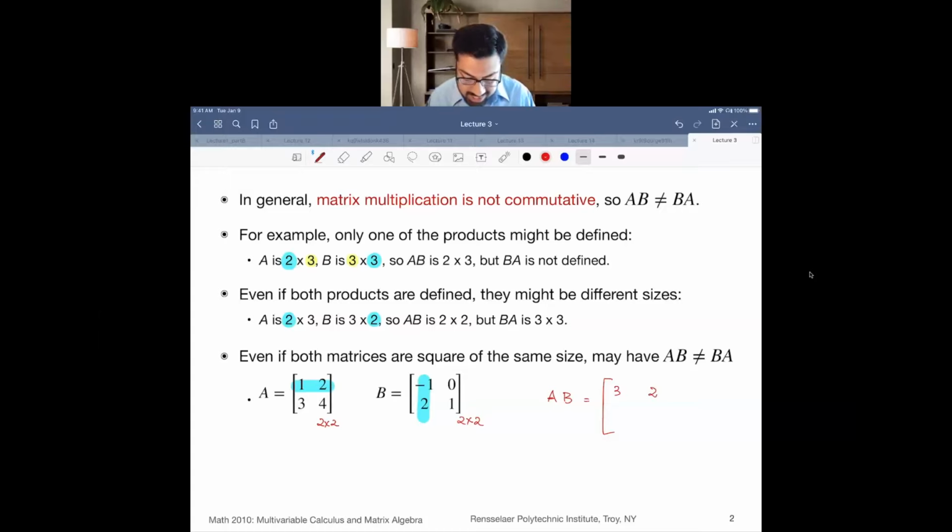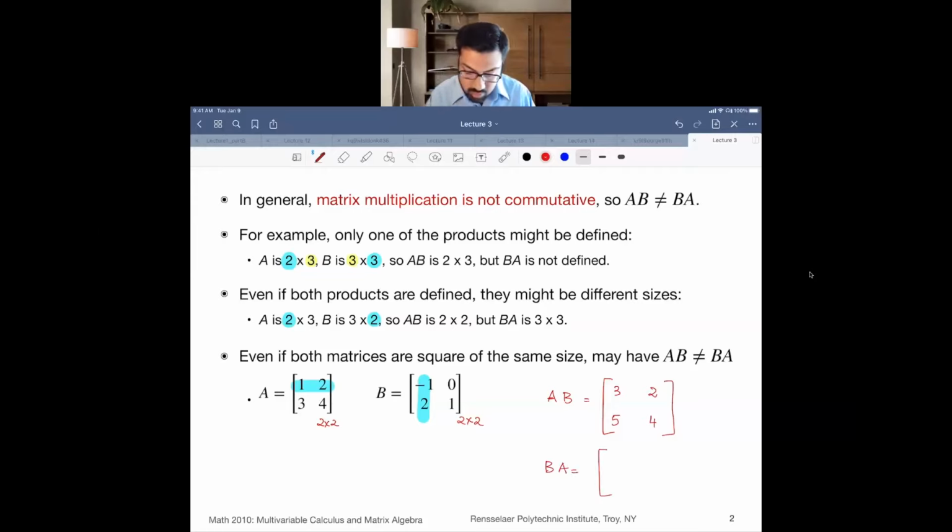And then for the second row elements, you get -3 plus 8. And then 0 plus 4, right? So when you do A times B, you get a 2 by 2 matrix whose elements are 3, 2, 5, and 4. But if you do B times A, let's try to see what happens here.